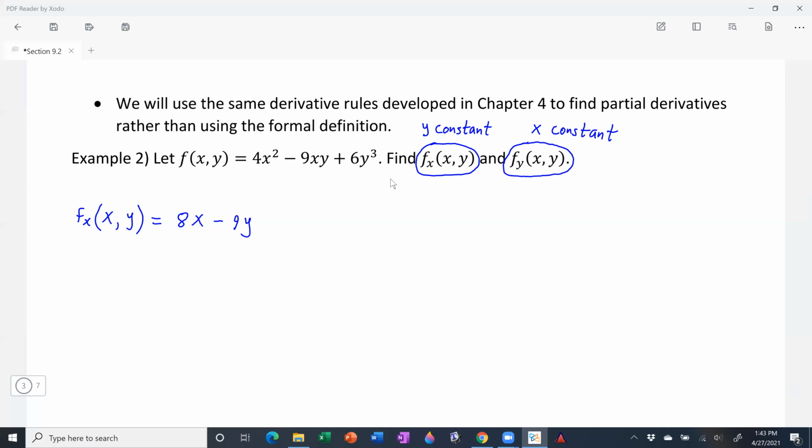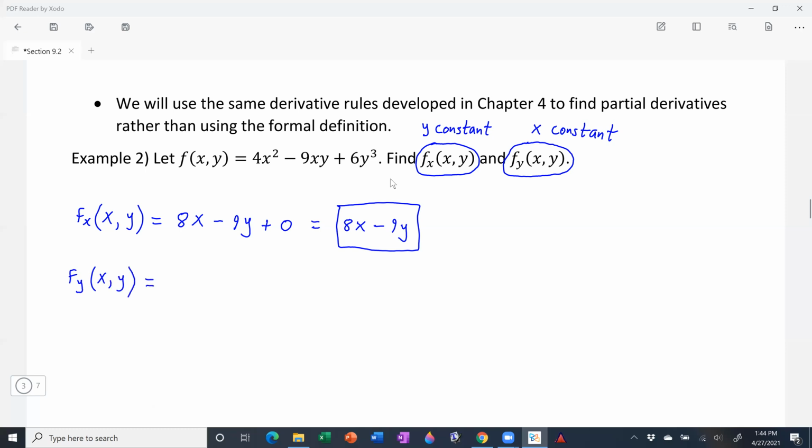Kind of interesting. And then over there with the 6y cubed, again, we're pretending that y is a constant. So don't use a power rule at all. 6y cubed, that's just some number. We're treating it as if it's a number, so the derivative of a constant is 0. All right, so the answer for the partial derivative with respect to x is just 8x minus 9y. It takes some getting used to, so let's try the other version, the partial derivative with respect to y.